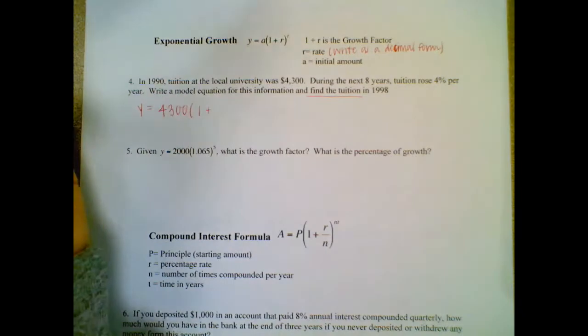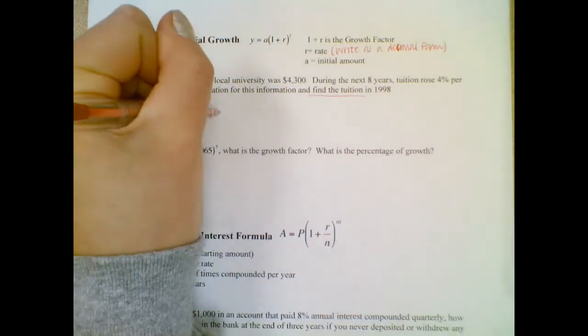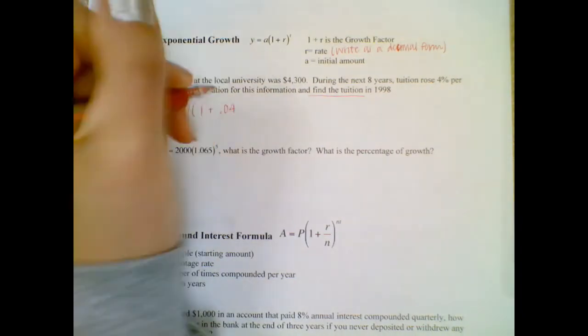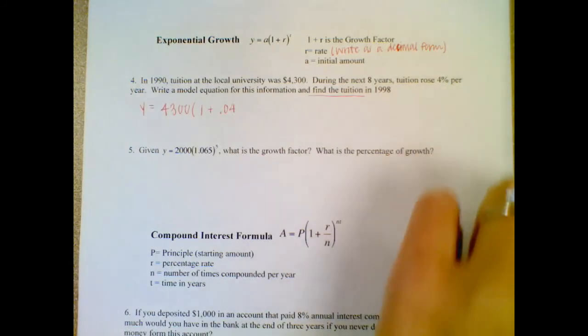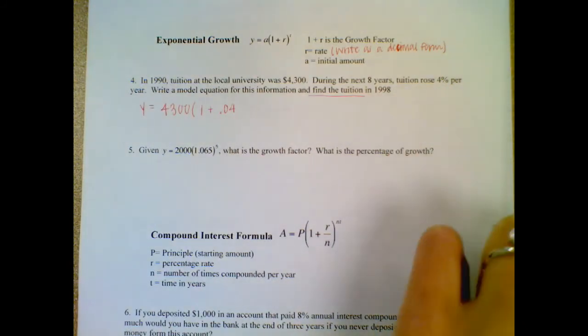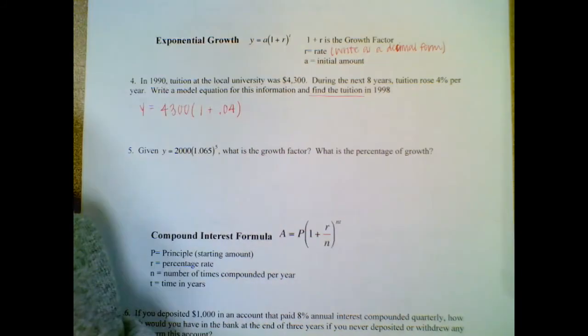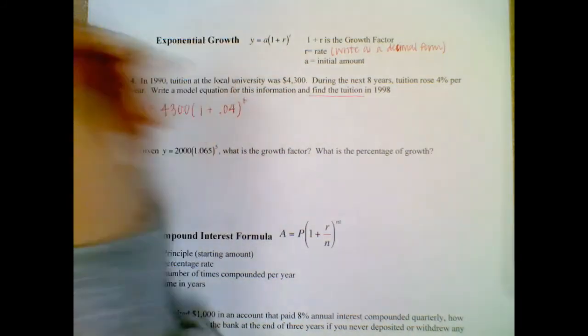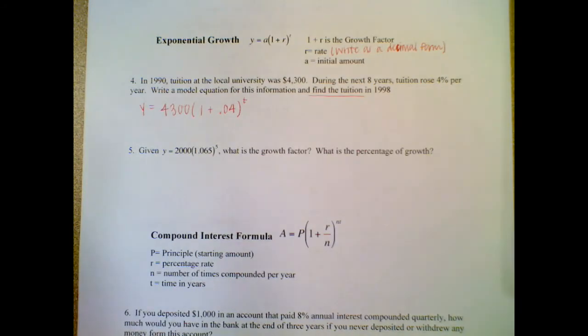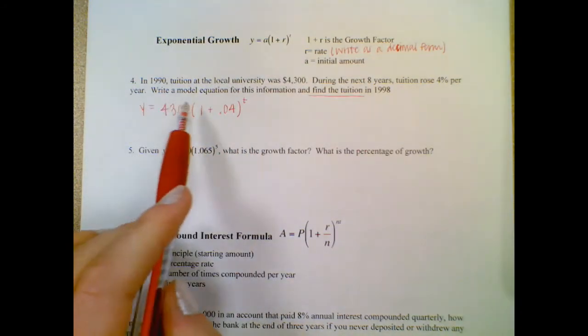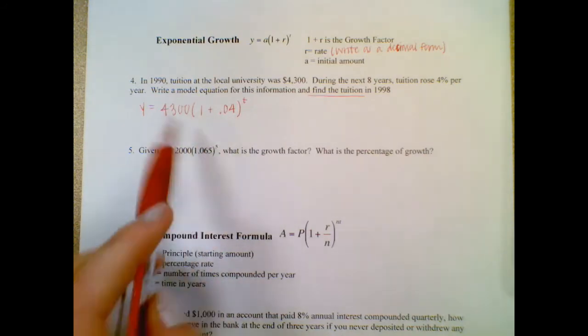it rose by 4%. So 4% as a decimal is 0.04. All you have to do is take the 4 and divide it by 100. Okay, that's how you can find that. And then T is after how many years? Okay, that's your time. So this is, it says to write a model for the equation. This would be the model.